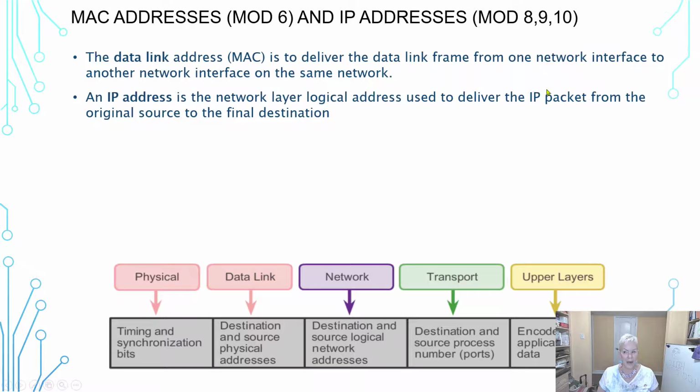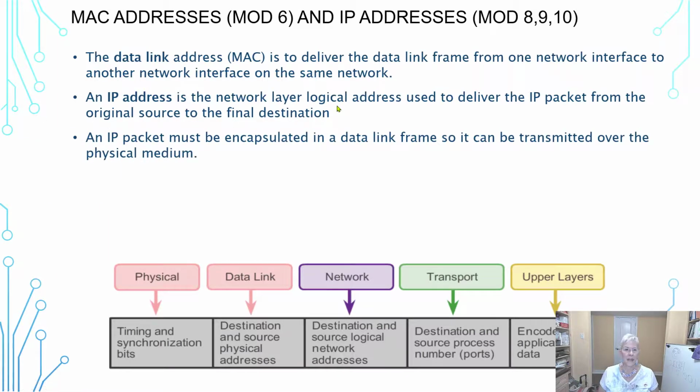Now, does this term packet seem familiar? I hope so, because earlier we said that the word packet was a PDU at the network layer. An IP packet must be encapsulated in a data link frame so it can be transmitted over the physical medium. An IP address can't go over an Ethernet cable, okay? But we can encapsulate it inside the data link frame so that it can be moved down to layer 1 and then pushed across the media.